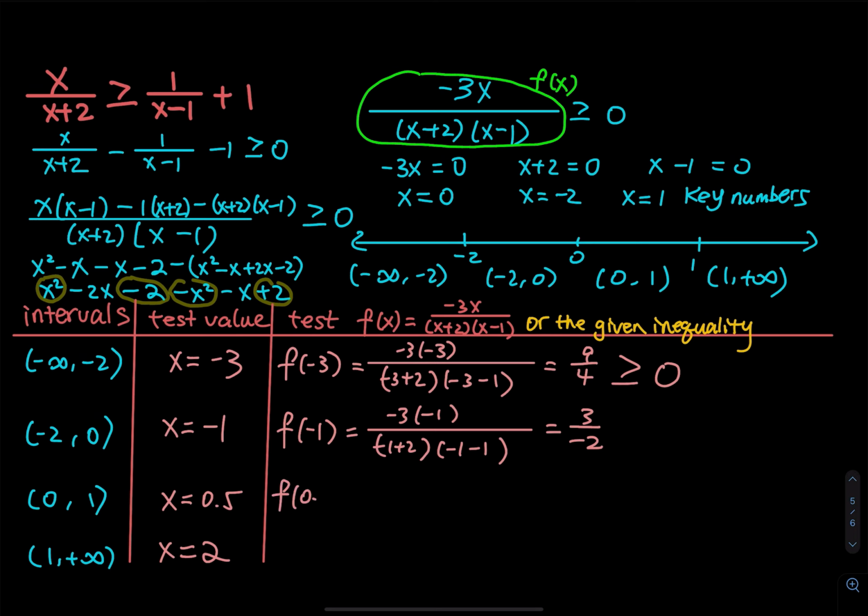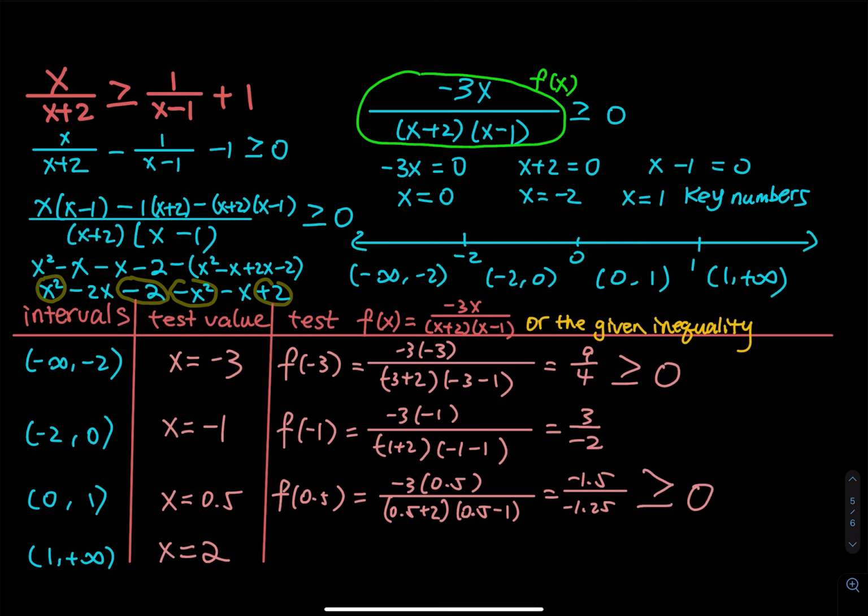And then f of 0.5 equals negative 3 times 0.5, and then denominator 0.5 plus 2, 0.5 minus 1. That one gives you negative 1.5 divided by negative 1.25. I don't need to know what that equals. All I need is that it is greater than or equal to 0.